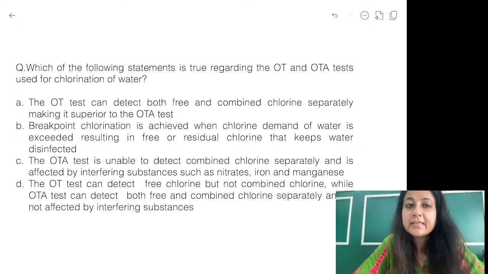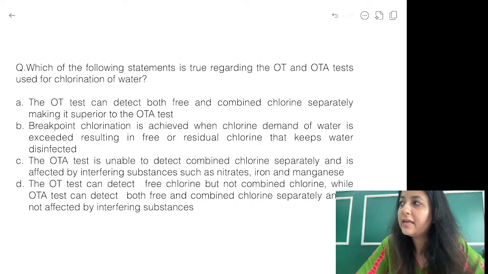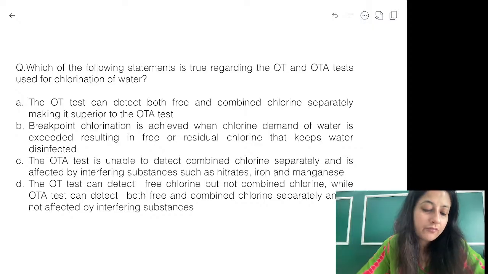What is the answer, guys? Which of the following statements is true regarding the OT and OTA tests used for chlorination of water? What is your answer over here? Very good.